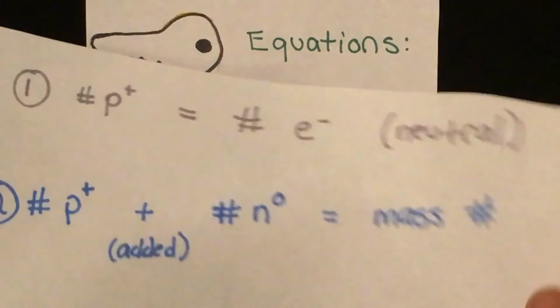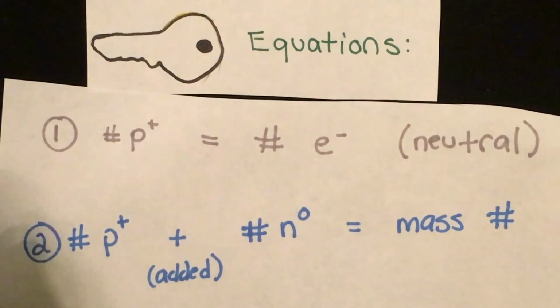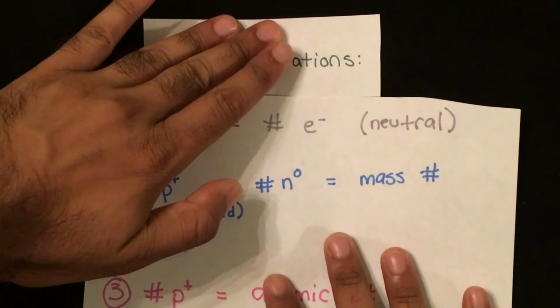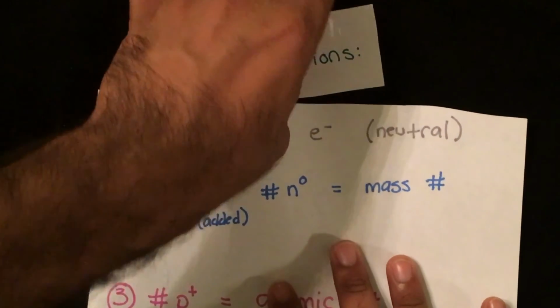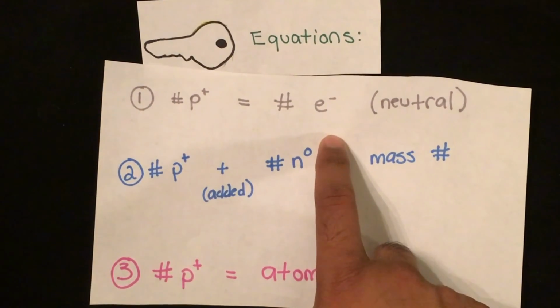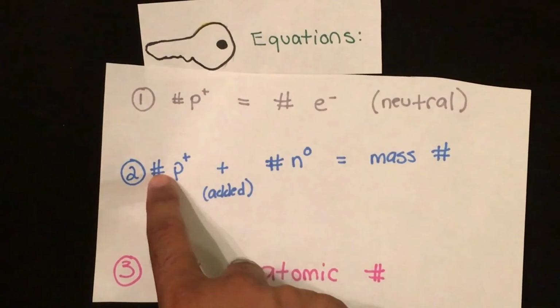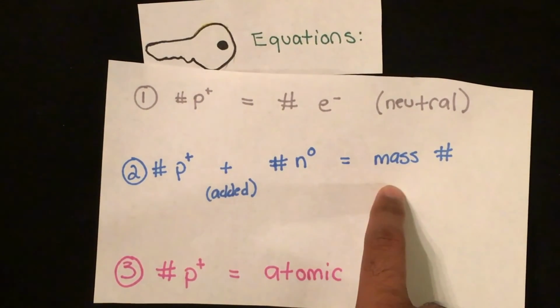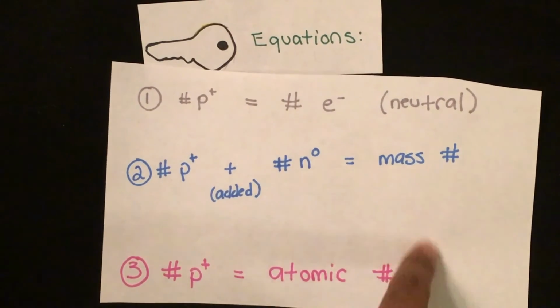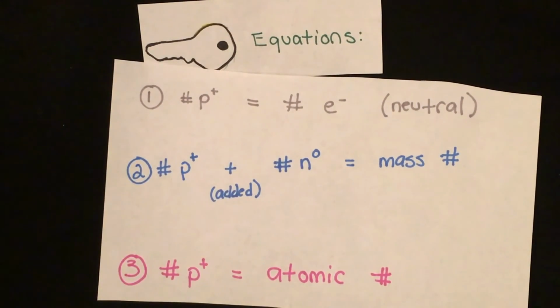I hope you learned something today about finding the number of protons, electrons, and neutrons. I want to remind you of the key equations that we had and how they are used for finding the number of protons, electrons, and neutrons. Protons equals the number of electrons in a neutral atom. Protons plus the number of neutrons equals the mass number found on the periodic table, and the number of protons comes from the atomic number also found on the periodic table.